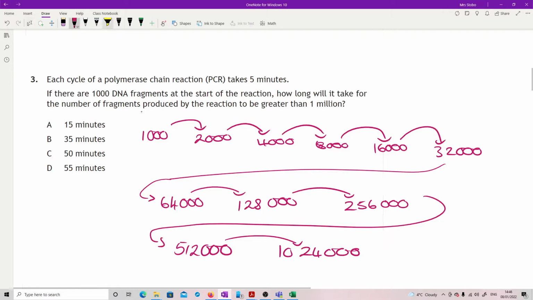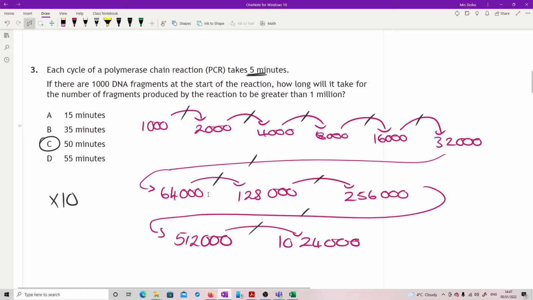Okay, so now you've got to do your count. So our count is 1, 2, 3, 4, 5, 6, 7, 8, 9, 10. I did 10 repetitions of that. Each one takes 5 minutes. Hence the reason it is C. Okay.